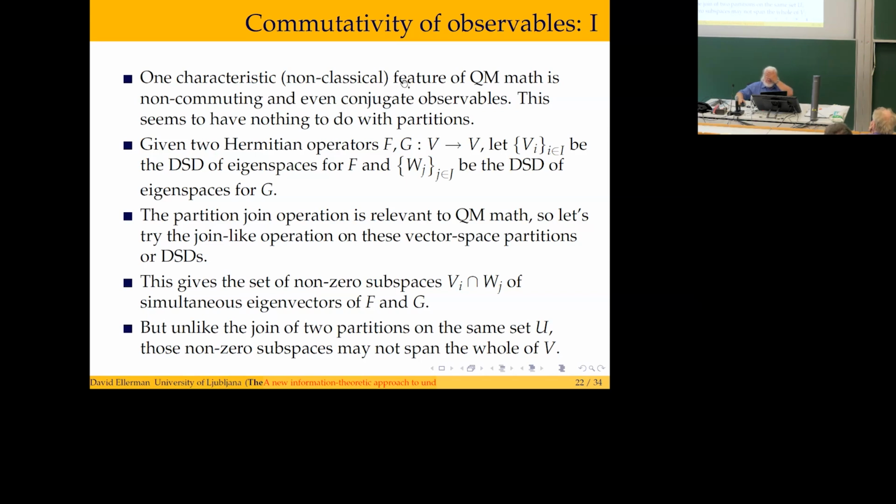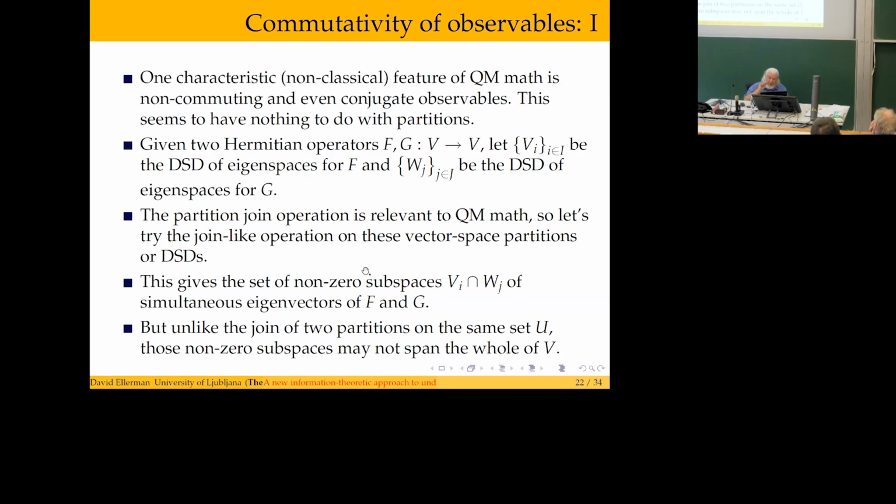It's often said that one of the unique things about quantum math is the non-commutative observables. So let's start with two direct sum decompositions of two operators, F and G. So here's V_i on this side. And then we do like we would do for two partitions. We take the intersection of the spaces. So V_i intersects with W_j. You take the ones that are non-zero. And what is in those? Well, those are simultaneous eigenvectors, obviously, because V_i and W_j are eigenspaces of those two operators. And so you get this new set of subsets, which are these sets of simultaneous eigenvectors.